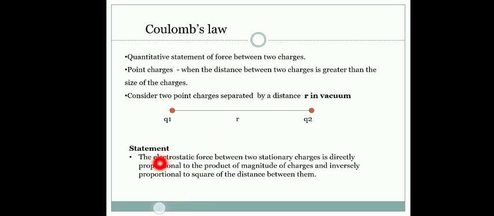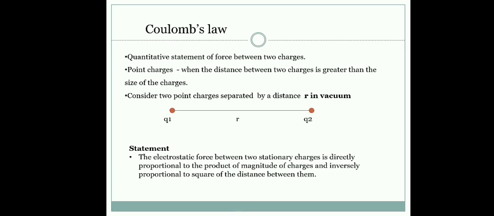The statement is like this: the electrostatic force between two stationary charges is directly proportional to the product of magnitude of charges and inversely proportional to the square of distance between them. So this electrostatic force is directly proportional to product of charges. At the same time, it is inversely proportional to the square of distance between them.